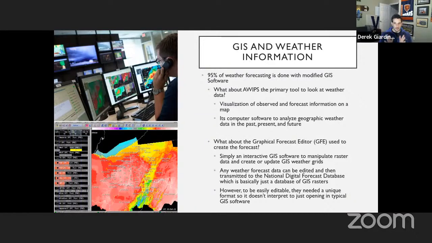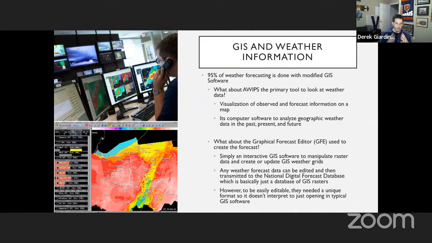But then when they go to make the forecast, they use GFE, and it's very much the same thing. It's their interactive GIS software, so they can draw in areas and make rasters, and then they can save it up to the National Digital Forecast Database, which we didn't tell them, but it's just a GIS raster database. That's where all those forecasts are held, and all the information can be ripped away from.